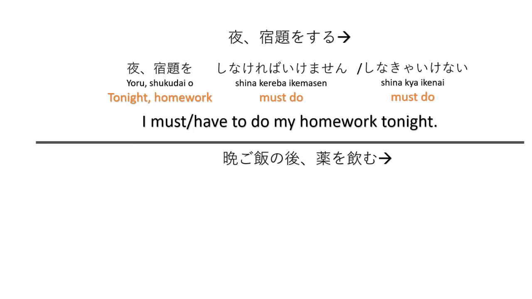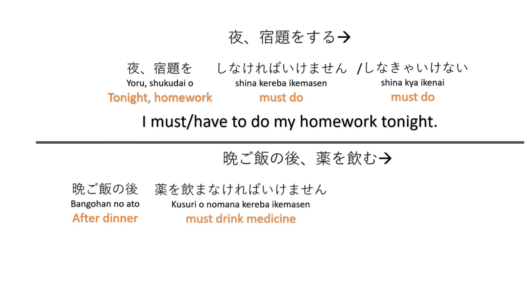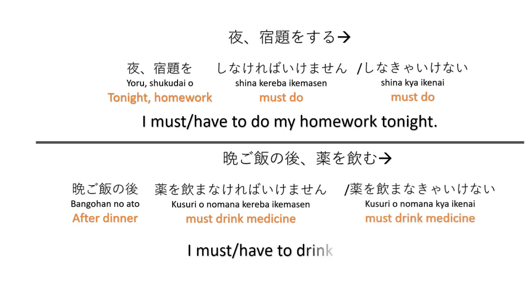Negative present casual. 晩ご飯の後、薬を飲む. Take the medicine after meal. 晩ご飯の後, after dinner. 薬を飲まなければいけません or 飲まなきゃいけない. After dinner, I must or I have to drink medicine. 晩ご飯の後、薬を飲まなければいけません. 薬を飲まなきゃいけない.